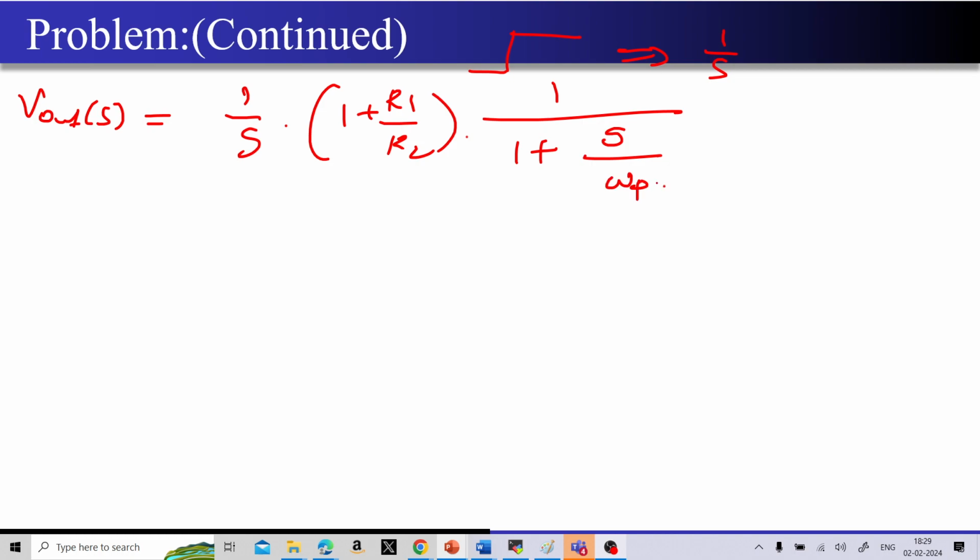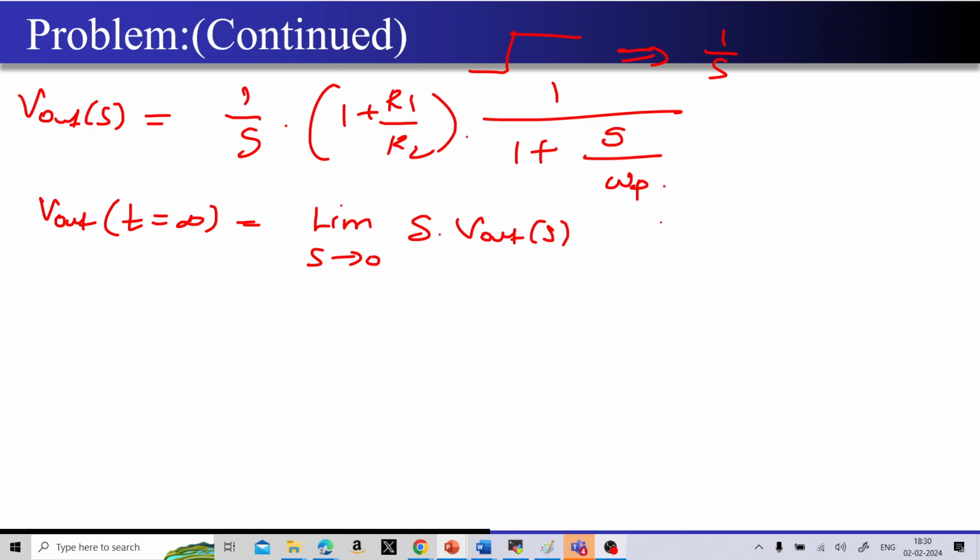Correct. Now there are two ways to calculate the steady state value. So what are the two ways? You must have studied in the Laplace transform that there is something called the final value theorem, right? So what is the final value theorem? V out at time t equal to infinity is nothing but the limit as s tends to 0 of s into V out of s. Everybody remembers this equation from your signals and systems course? Great. So now let's try to do that.